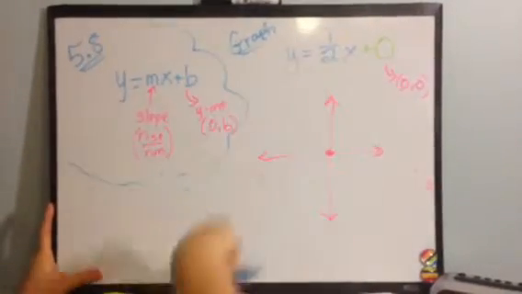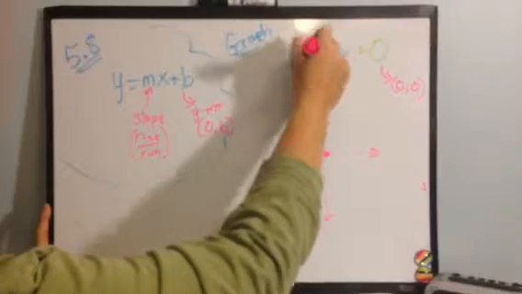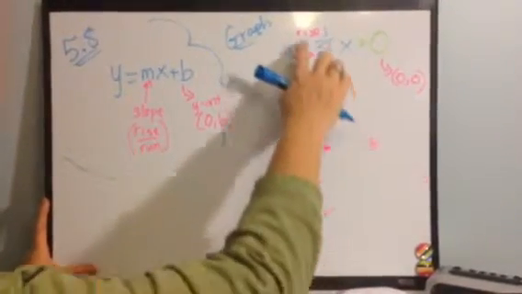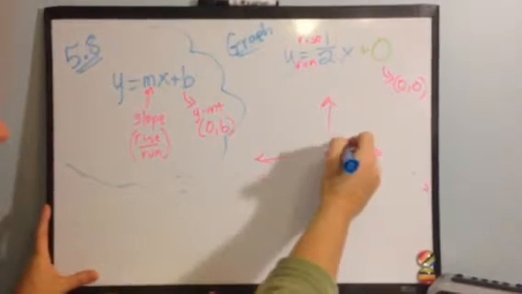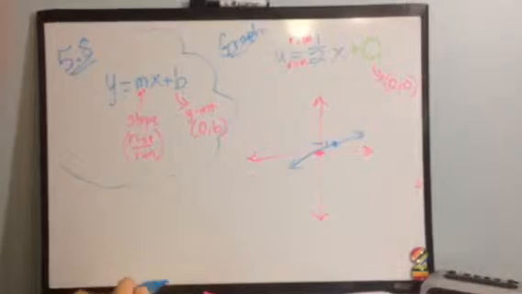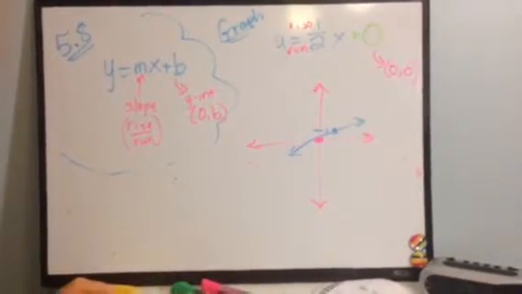From that point, I'm going to rise and run. So I'm going to rise 1, positive, and run 2, positive. And there's my linear equation graphed. Okay?